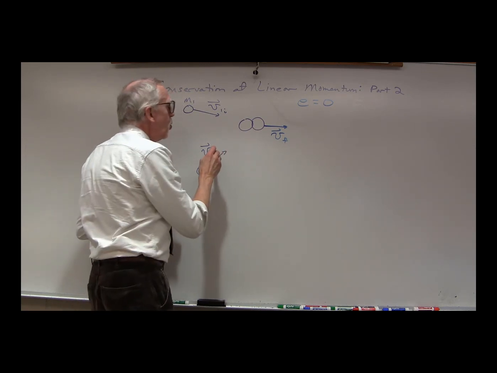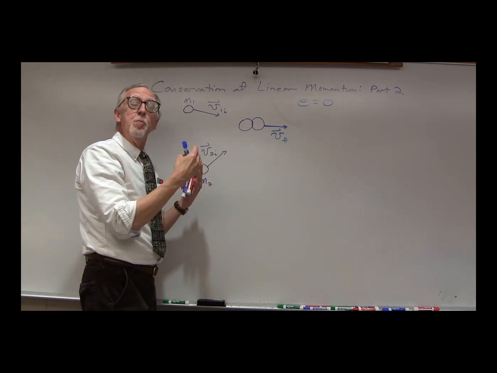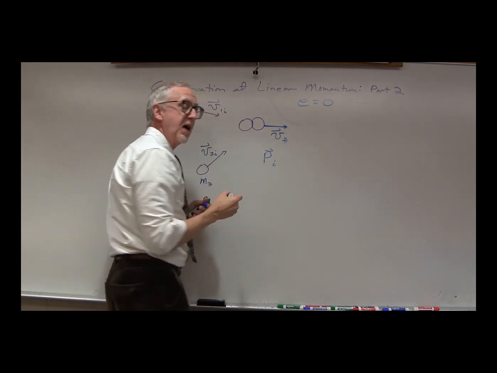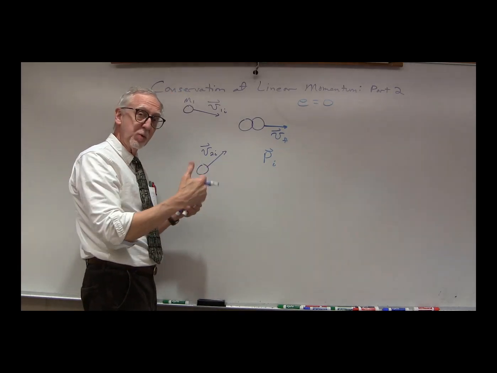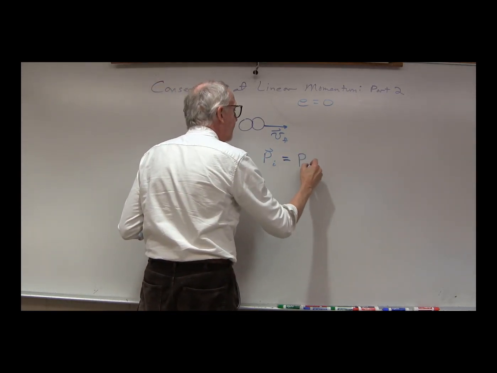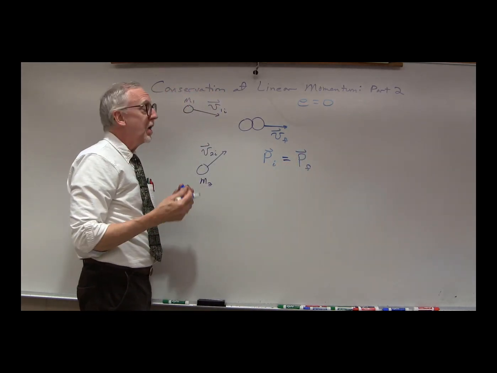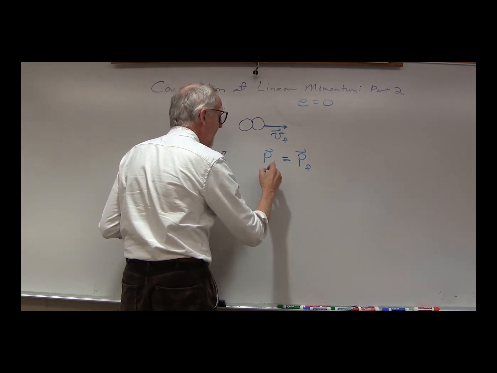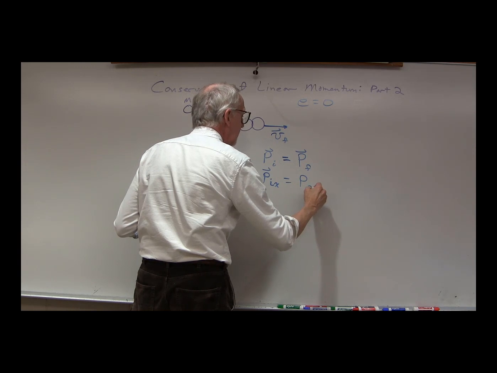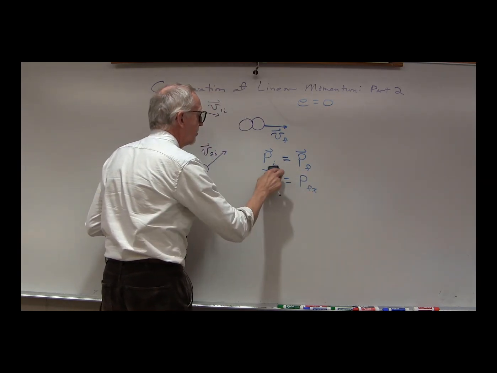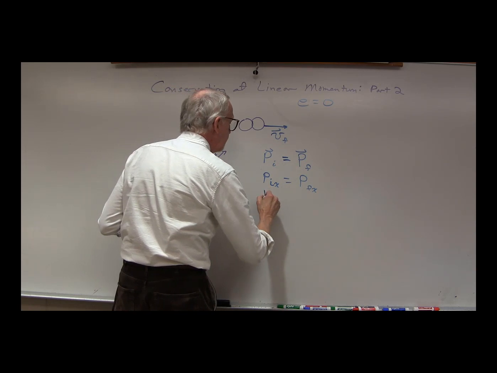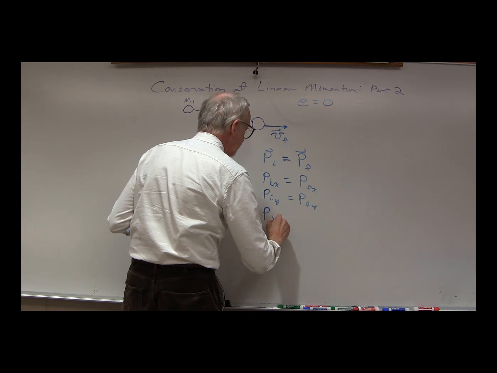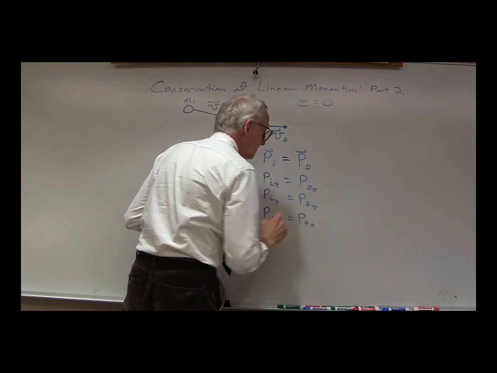Well, let's see. One thing that we do know is that momentum is conserved. So the total momentum initially, as a vector now, all three components, x, y, and z, must equal the final total momentum. In other words, we can break this down into components. We know P initial x total must equal P final x, and P initial y must equal P final y, and P initial z must equal P final z.